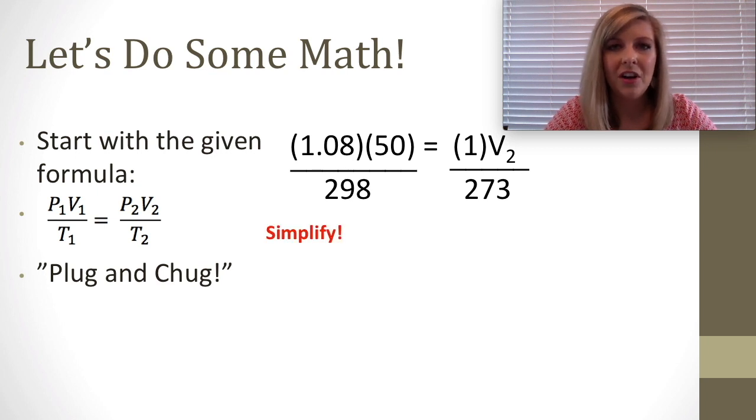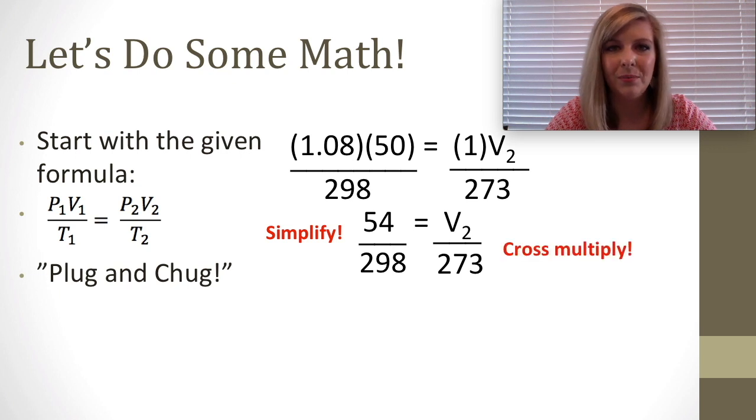We're going to start off by simplifying the top of your equation. When we simplify, we end up with 54 over 298 equals V2 over 273. So now let's start solving like we were before.